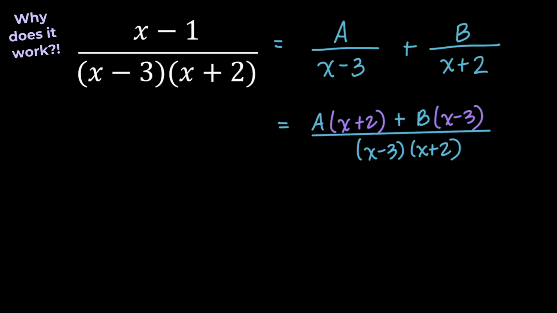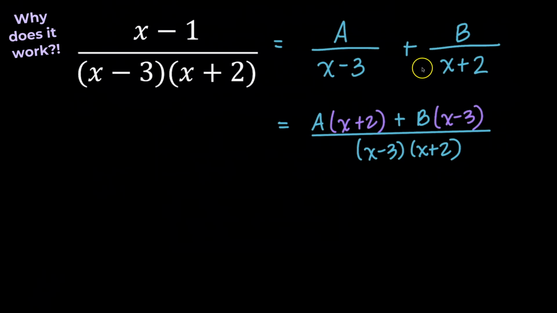Before we jump into the next example, I just want to briefly show why the cover-up method works. In that first example, we had x minus 1 all over the quantity x minus 3 times x plus 2, and we said the two partial fractions were going to be A over x minus 3 plus B over x plus 2. Adding these back together better get us back to the original rational expression. So what we really need is common denominators, which is the entire quantity x minus 3 times x plus 2. We multiply the top and bottom here by x plus 2, because that's like multiplying by 1, and multiply the top and bottom here by x minus 3.